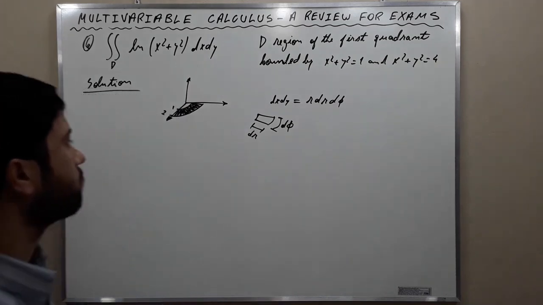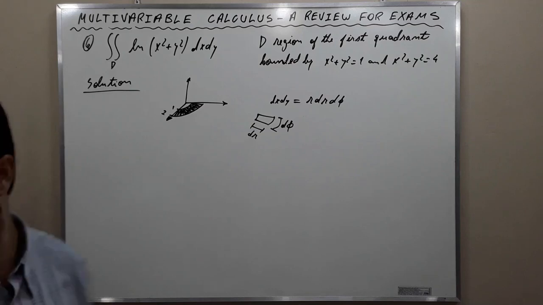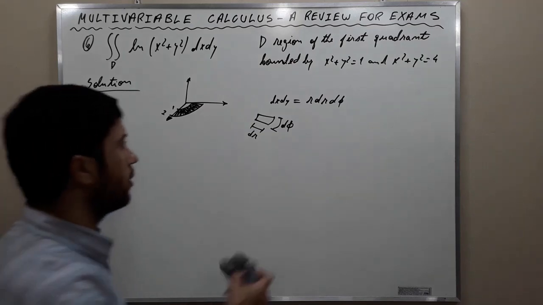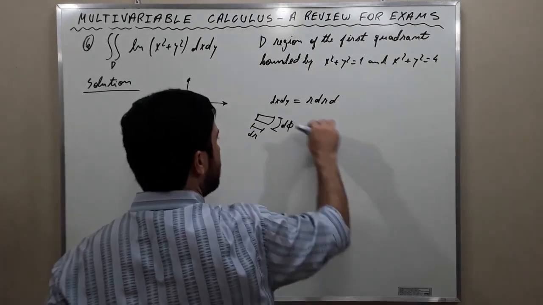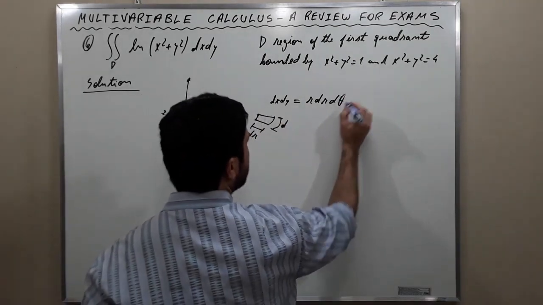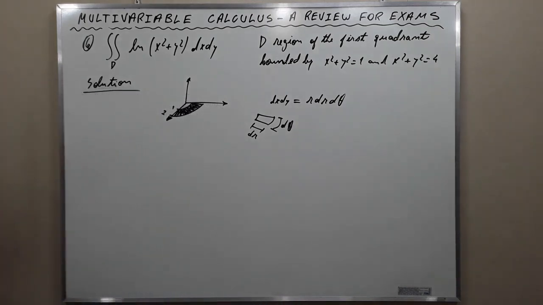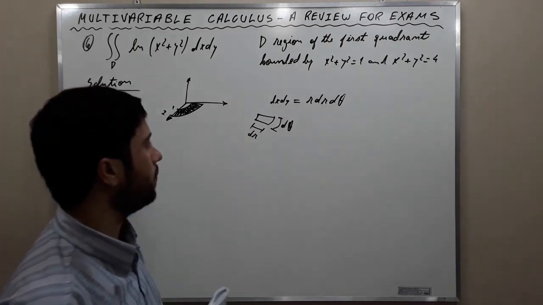All right, and if you prefer, you can use a theta here instead of phi. It is more standard for double integrals. We use phi for cylindrical coordinates. For polar coordinates, we use theta.